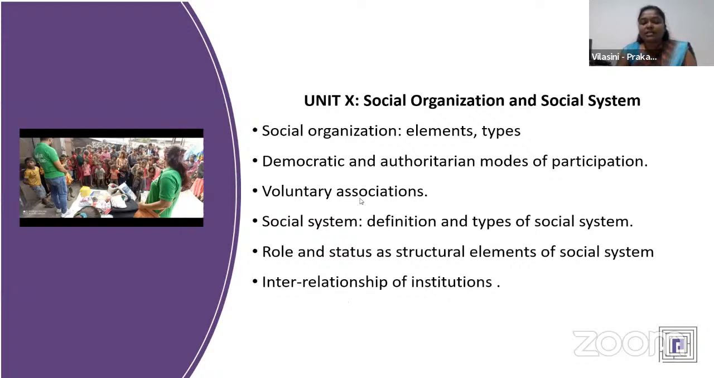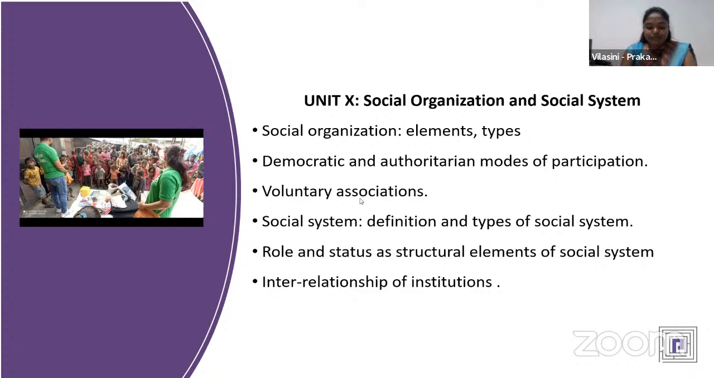Then coming to the other unit, that is social organization and social system. Social organization is establishing order in the society. It is defined as establishing organization in the society, that is, orderly events which occur systematically and sequentially. Then coming to the elements, they have four elements. First is personality. The second one is institution. The third one is culture. And the fourth one is social control. These are the four elements present in the social organization.